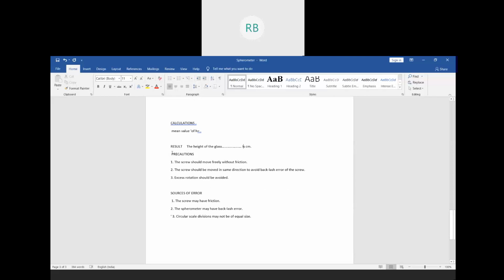Clear up to this? Here are the precautions and sources of error. Precaution means we should avoid this type of thing during the experiment. Clear, I think.